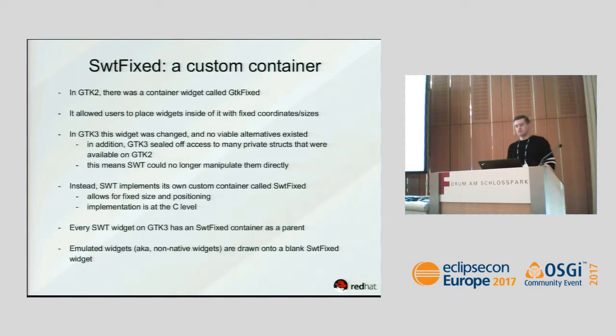So one of the things in GTK2 to GTK3 that we had to change in SWT was SWT Fixed. In GTK2 we had this widget called GtkFixed, which is basically a container. You toss widgets into it and you get absolute sizing. So you can say, yeah, I want this widget at 400 by 300 and it'll go there. In GTK3 what they did was they changed a lot of the access to internal structs. So for example, in GTK2 you could get a widget and get its class struct and say, hey, I'm going to manually manipulate the x, y, height and width values in the struct, and then GTK would just listen to you.